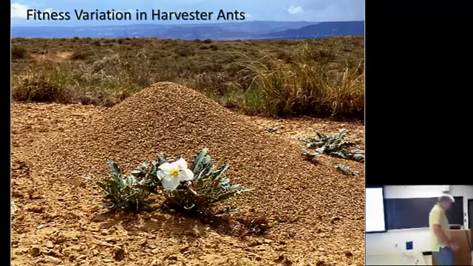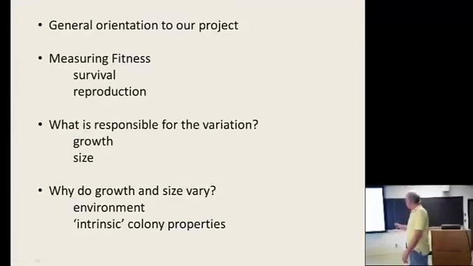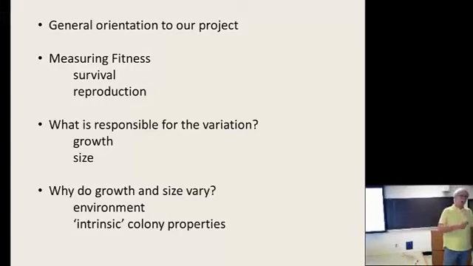This project, I guess this is what I'm going to do. First of all, I'll give you a general orientation to what this project is about. Then I'm going to talk about measuring fitness in populations of western harvester ant. Measuring survival, reproduction, and so on, toward the purpose of asking how much variability is there in the fitness that we see out there. And it's going to turn out that there's a lot of variation.